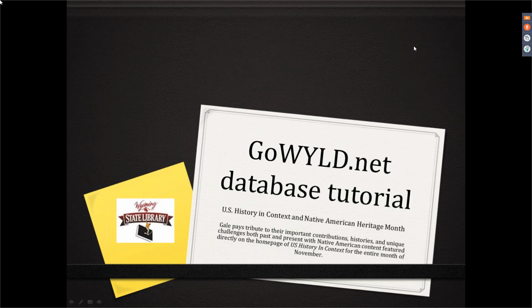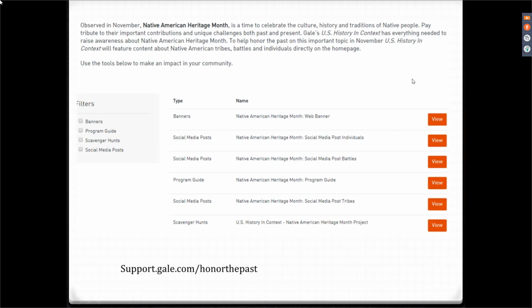November is Native American Heritage Month, and Gale has updated U.S. History in Context to highlight Native American topics. They've also created a program guide, scavenger hunt, and banners and social media posts for libraries and classrooms to use. All of this can be found at support.gale.com/honor-the-past.